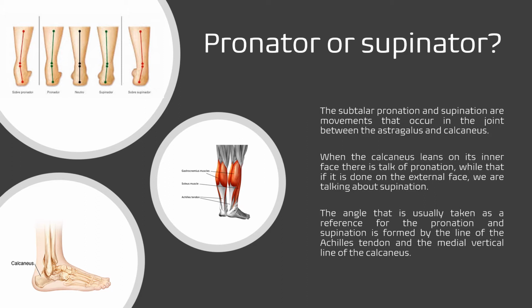When the calcaneus leans on its inner face, there is a torque of pronation, while if it is done on the external face, we are talking about supination. The angle that is usually taken as a reference for the pronation and supination is formed by the line of the Achilles tendon and the medial vertical line of the calcaneus.